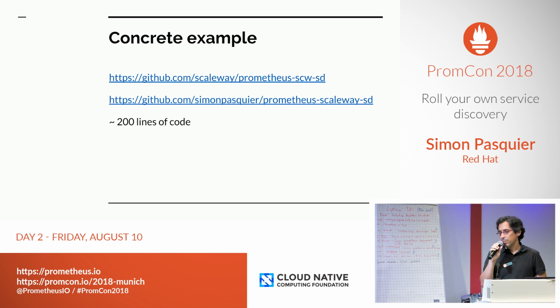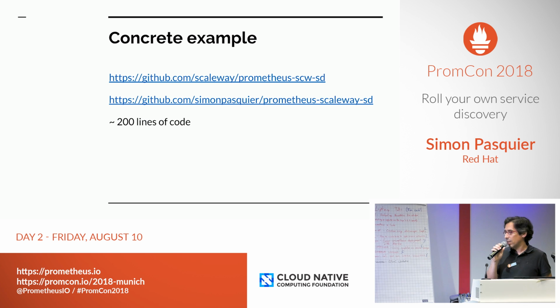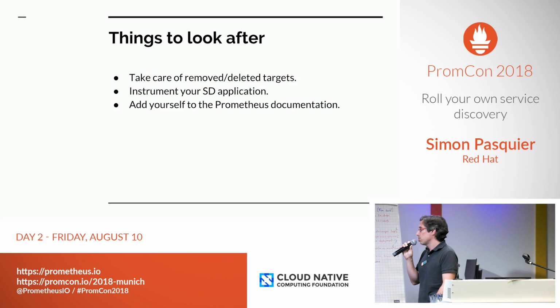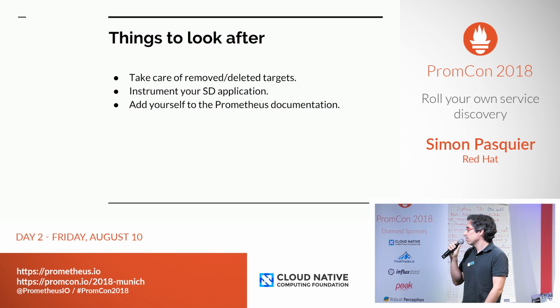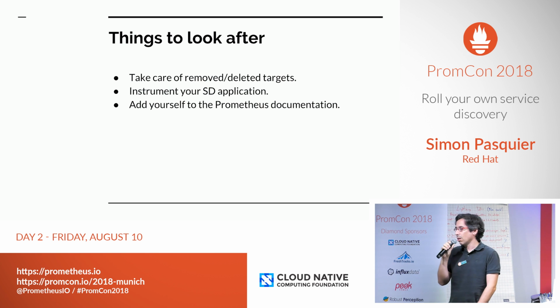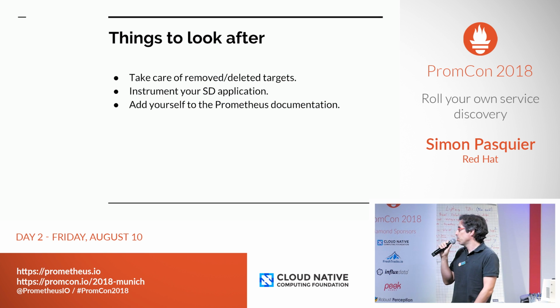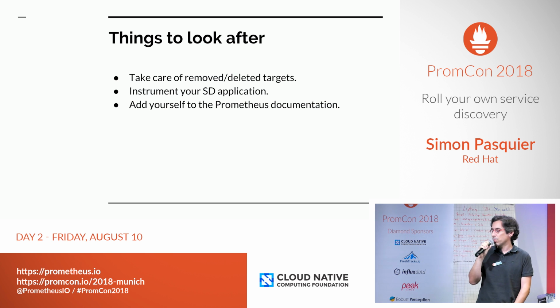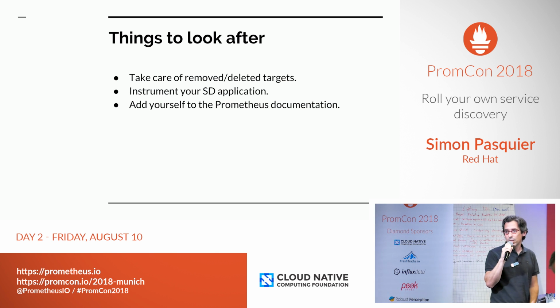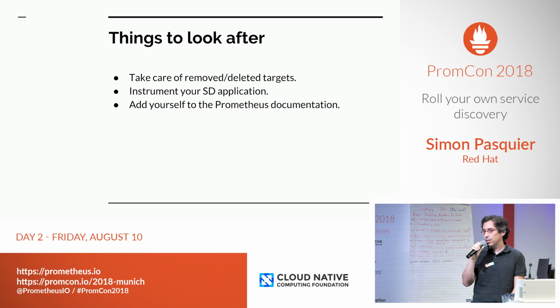So if people have ideas for other service discovery, they can look at that code and just copy and adapt it to their needs. A few things to think about when you implement your own service discovery: look after how you are going to handle the targets that are deleted from your inventory. It's best to instrument the SD application too, just because we monitor everything. And after that, you can add yourself to the Prometheus documentation so that other users can easily find your application, and you can share it with the community. That's it.